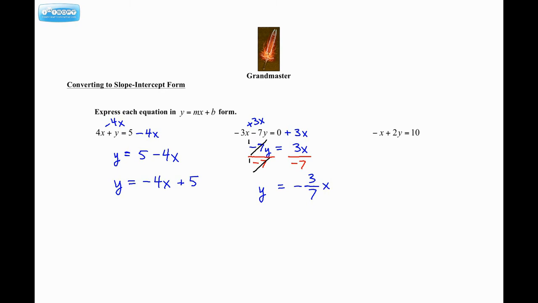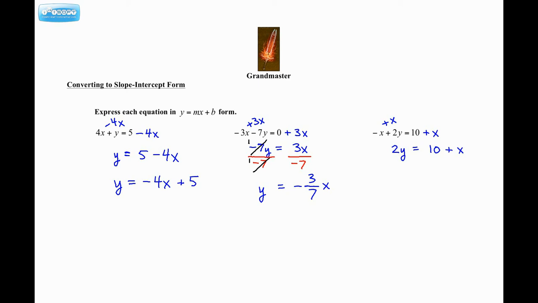All right, so the last one, negative x plus 2y equals 10. Let's isolate y. To get rid of this negative x, I'm going to add x to both sides. This leaves me with positive 2y, but because there's no term in front of it anymore, I don't need to write the plus. That is just 2y. Now, what's 10 plus x? Well, that's just 10 plus x. There's nothing I can do. Those are not like terms.